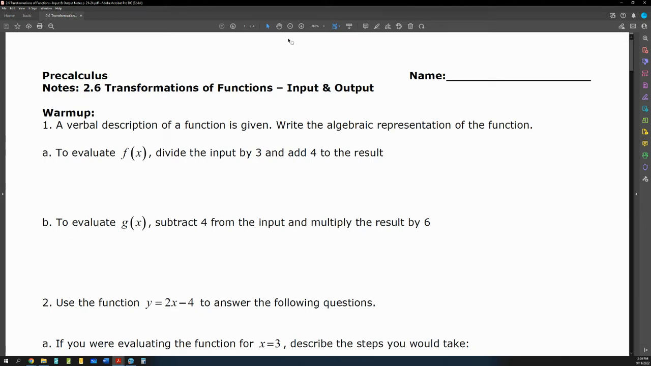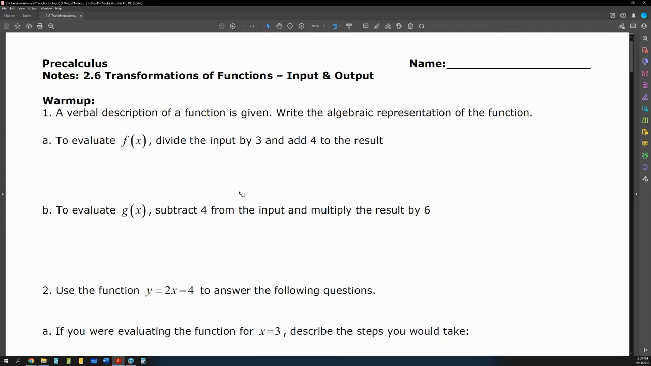Hi everyone. Today we're going to be beginning our notes on transformations of functions. Today we're going to be discussing input and output. Let's start with the warm-up. We're giving a verbal description of a function. Write the algebraic representation of that function.